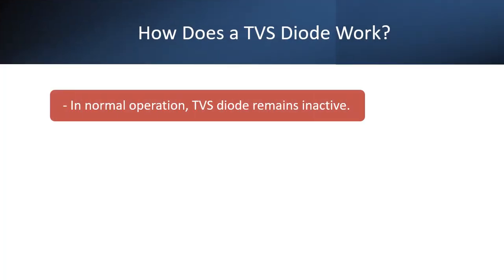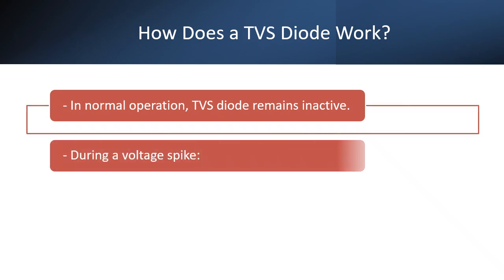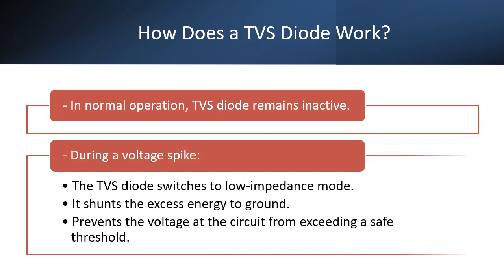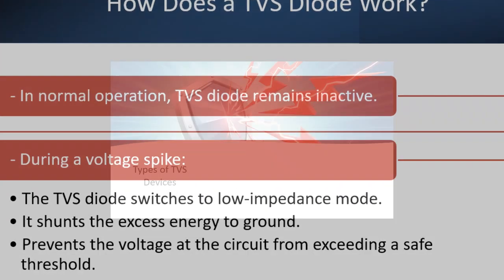How does a TVS diode work? A TVS diode remains inactive during normal circuit operation. However, when a voltage spike occurs, it quickly switches to a low impedance state. This allows it to divert the excess energy to the ground, preventing the voltage at the circuit from rising above a safe threshold.